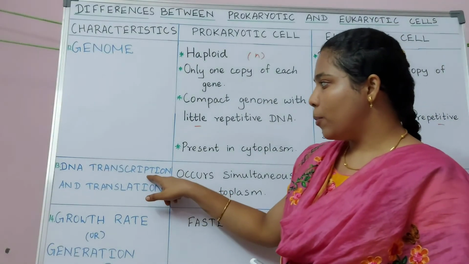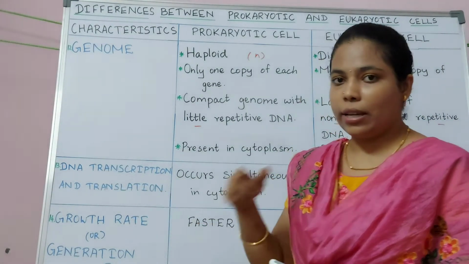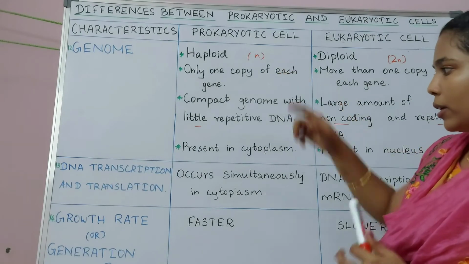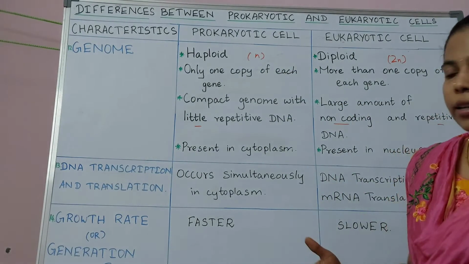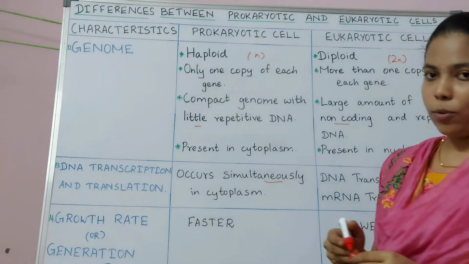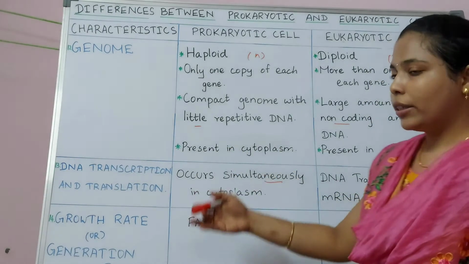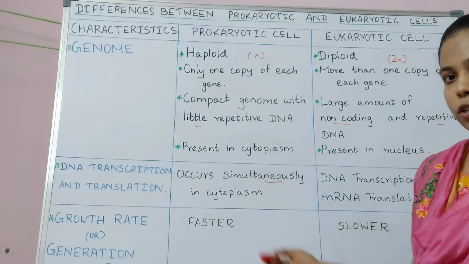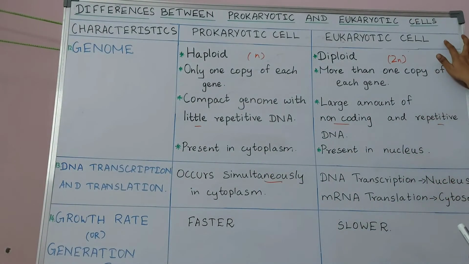And the next point is about DNA transcription and translation. In case of a prokaryotic cell, both the transcription and translation will take place simultaneously in the cytoplasm. They both will take place at the same time in the cytoplasm itself. But in case of eukaryotic cell, the transcription will take place in the nucleus, whereas the translation process will take place in the cytoplasm of the cell.